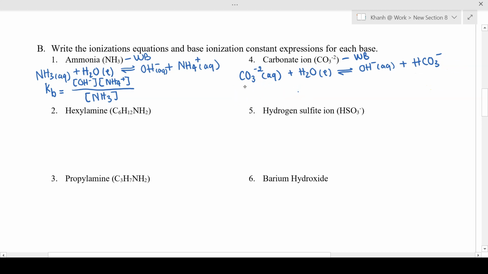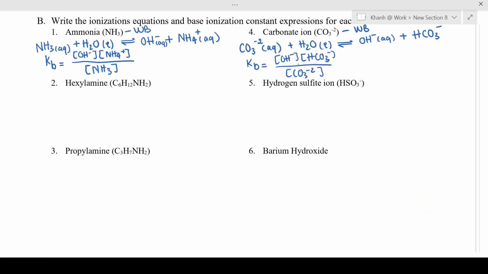Let's write now our Kb expression. Like always, the product at the top and the reactant at the bottom. As you notice, for both number 1 and number 4, I do not include liquid water in our equilibrium expression because that's just not something that counts towards our equilibrium. So it doesn't affect the equilibrium of the reaction, hence it doesn't belong in the expression.